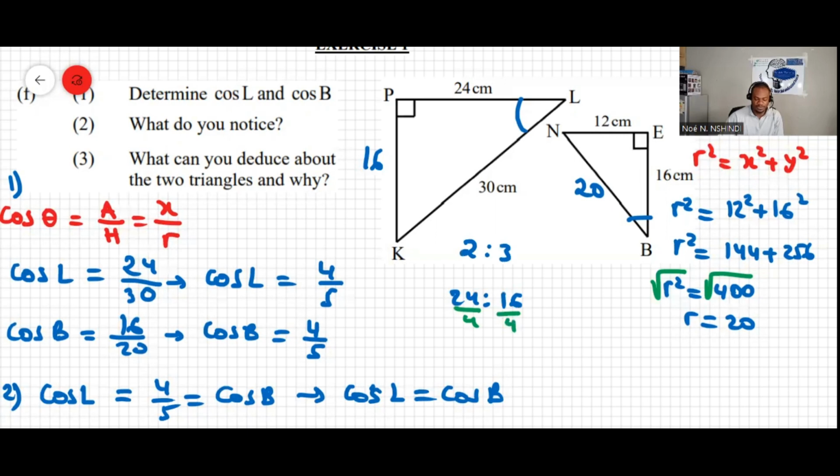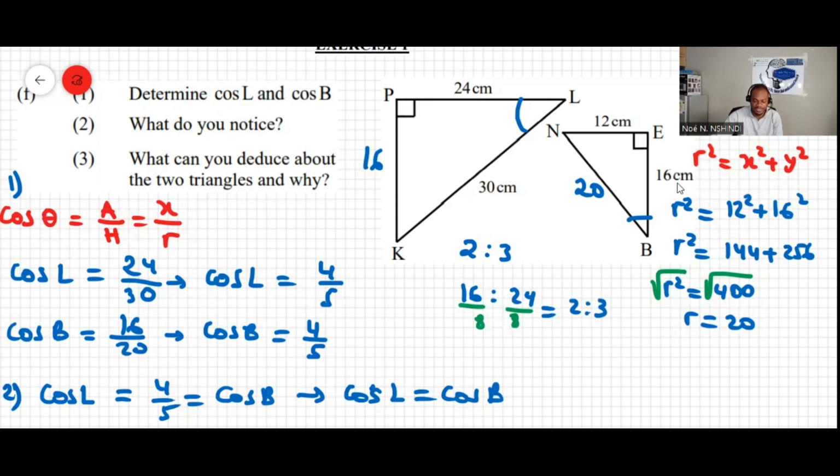I want to write it as 16 to 24, and I'll divide by 8, and then this is equal to 2 to 3. That's for the corresponding sides, 24 and 16.